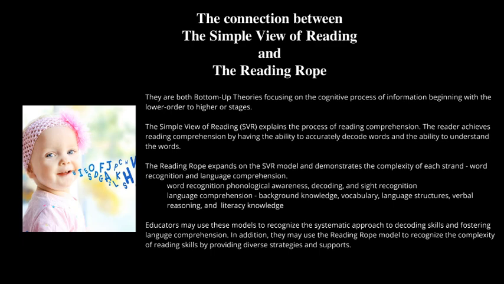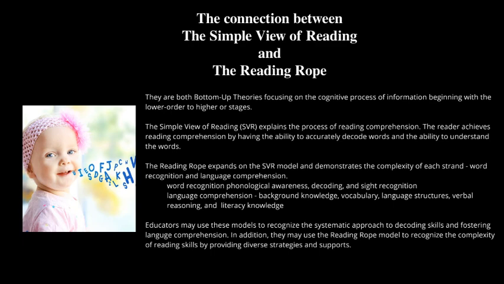SVR explains that reading comprehension hinges on two main abilities: accurately decoding words and understanding their meaning. When a student is not focusing on decoding these words, they are able to understand their meaning and the meaning of the text. So you must accomplish the decoding first and then move to the comprehension section of the rope.